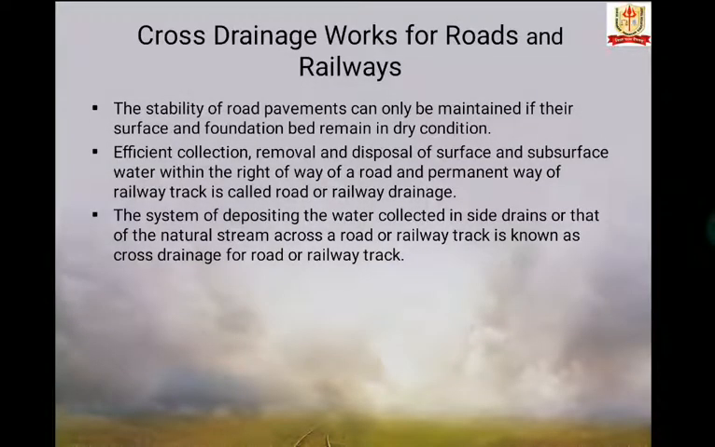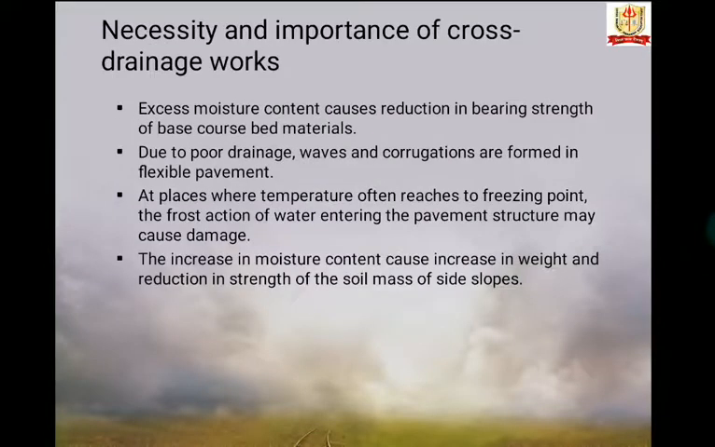The entrance of the water in the subgrade or any other layers of the road, pavement, and permanent way, even for short intervals, is undesirable and dangerous because it is considered one of the major causes of road and railway failure. This system of depositing the water collected in a side drain or a natural stream across a road or railway track is known as cross drainage for a road or railway track. Necessity and importance of cross drainage work.